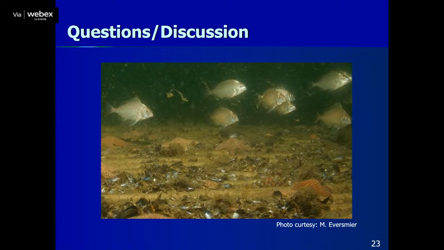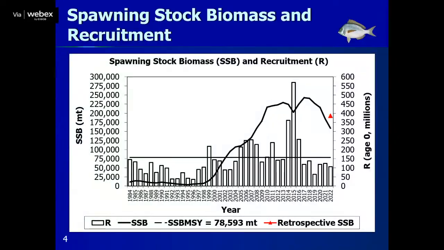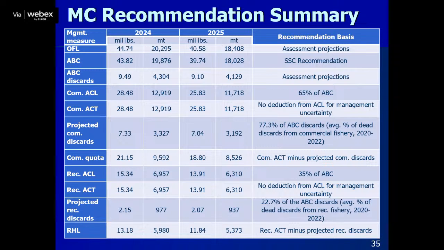Yeah, so the commercial quota, I actually have a slide on it. Are you talking about what it increased compared to last year, 2023? Yeah, so this is what was passed in August. The commercial quota in 2023, I believe, was pretty significantly lower than 21.15 million pounds. Sorry, let me just look it up really quick. Okay, so the commercial quota in 2023 was 14.01 million pounds. So in 2024, it increased by 7 million pounds approximately. But the RHL also increased. So in 2023, the RHL was 9.27 million pounds and increased to 13.18 million pounds in 2024. So about 4 million pounds.